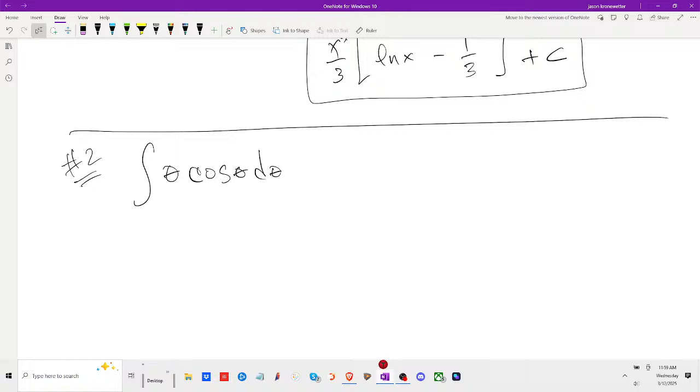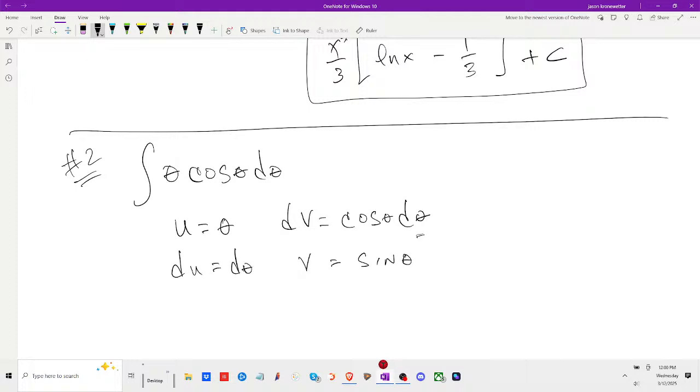They prompt us as to what to pick for u and dv. They say pick u to be theta and pick dv to be cosine theta d theta. And we need to account for everything. So I include the theta there, and that makes sense to have the d theta here, because I'm going to be integrating that. The dv becomes a v. When I integrate that, I get the thing whose derivative is cosine, which is sine. And then over here, when I take the derivative of u, I get d theta.